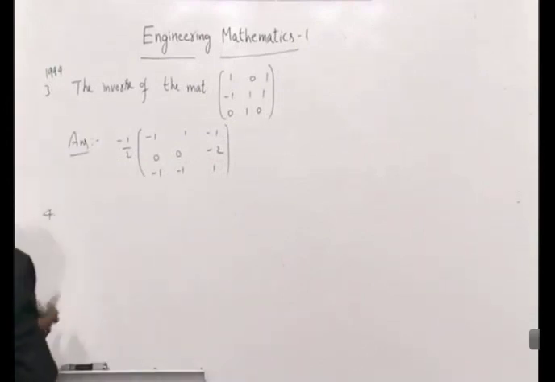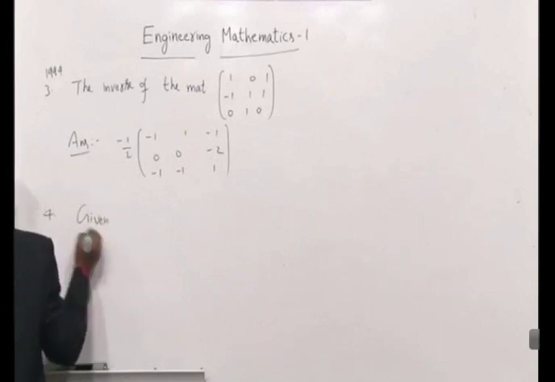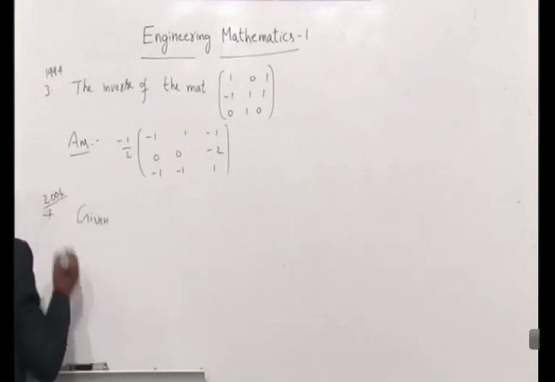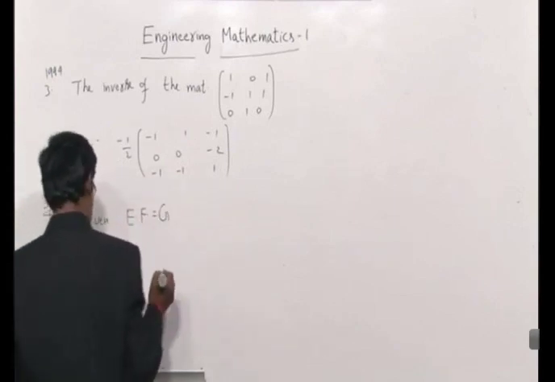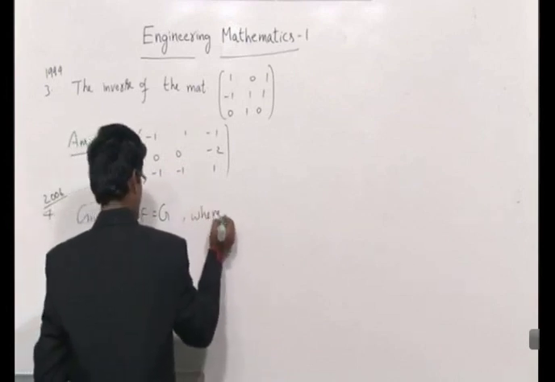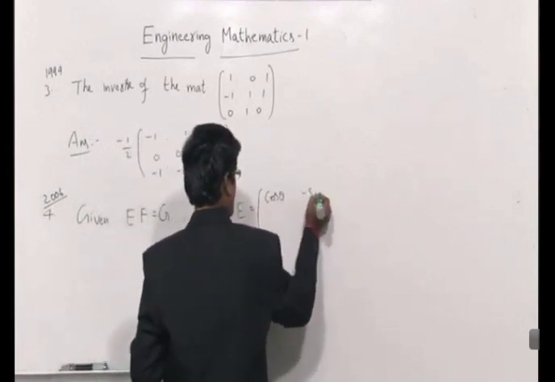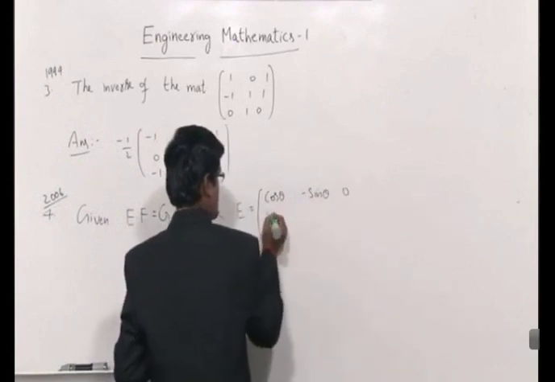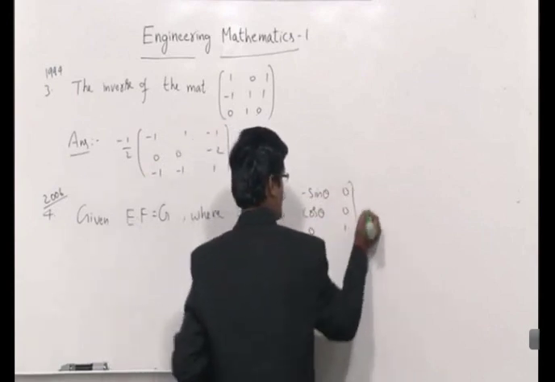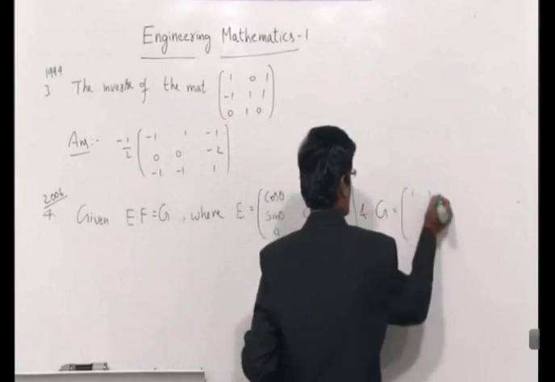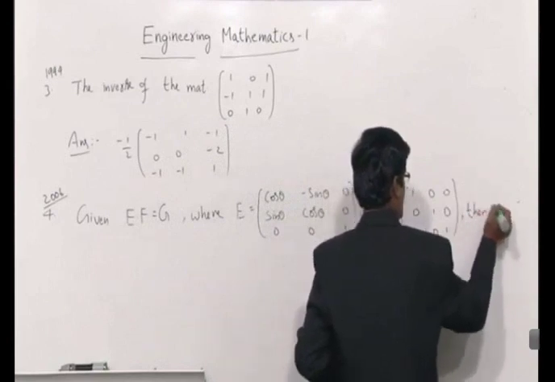Fourth one. Given, 2006, 2 marks: if E into F is equal to G, the product of E and F is G, where E is the matrix cos theta, minus sin theta, 0; sin theta, cos theta, 0; 0, 0, 1, and G is the corresponding 3 by 3 identity matrix. Then F is equal to what?